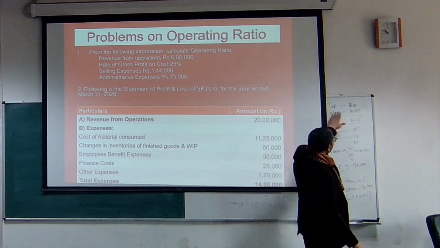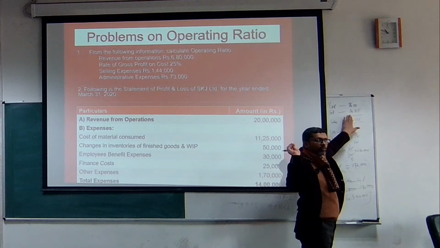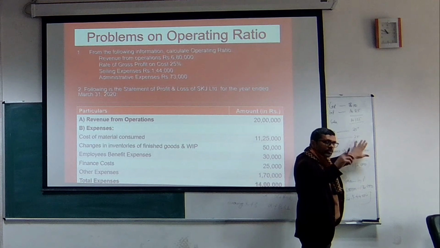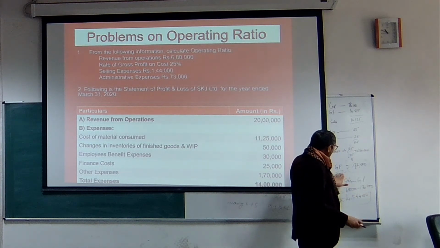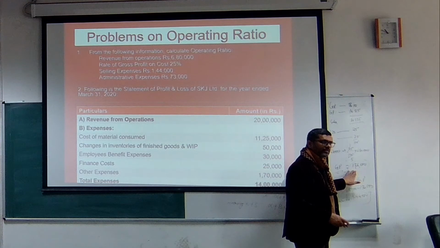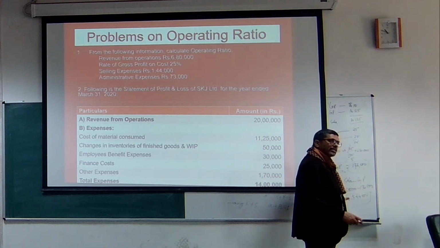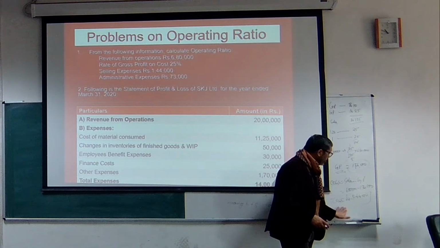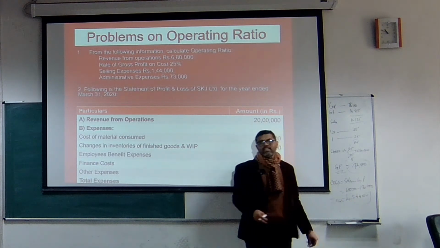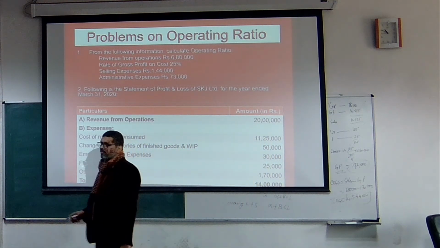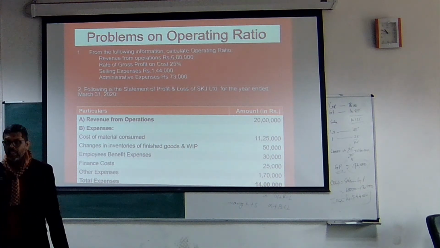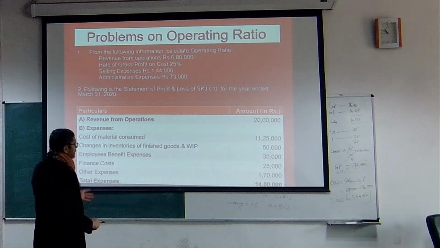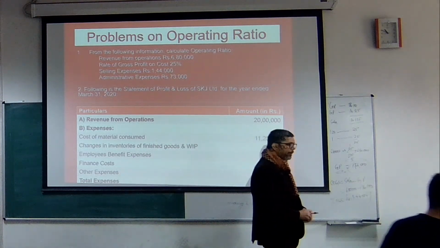So my cost is 100, my gross profit is 25% on cost. So my sales is 125. Using the same method, what we calculated, gross profit is 1,36,000. Apply this equation, cost of goods sold is equal to sales minus gross profit. So my cost of goods sold is 5,44,000. That is total sales minus gross profit. Is it okay? Clear? Now, we have calculated cost of goods sold.